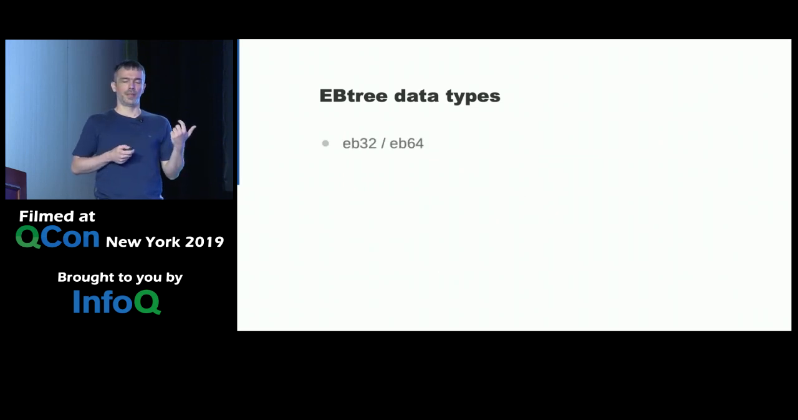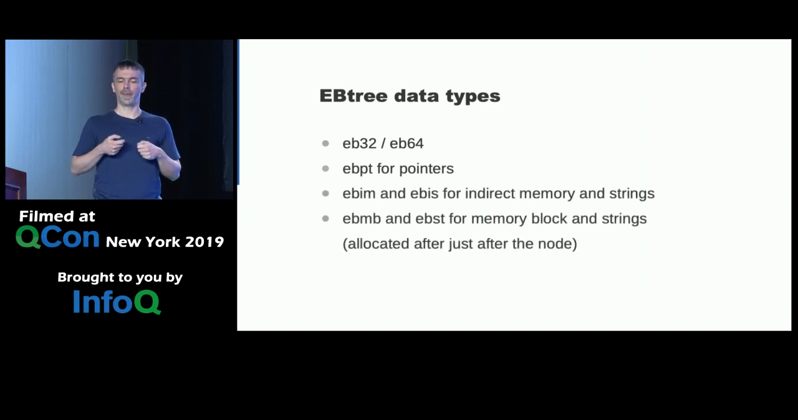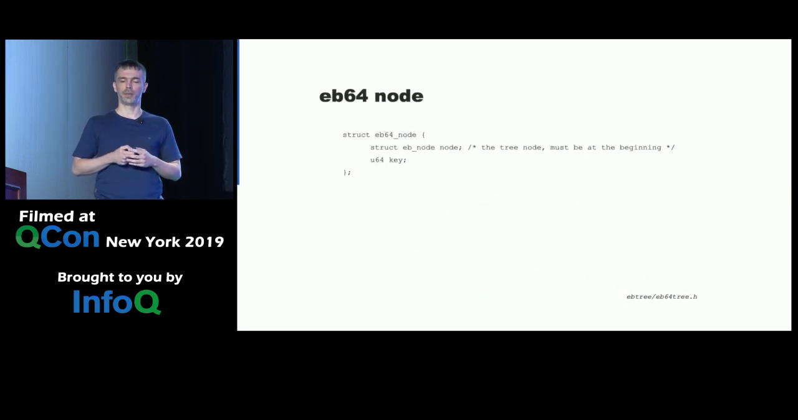So some of the EBtree data types relying on these base functions and structs are a type that stores 32-bit integers and a type that stores 64-bit integers. We have one that's used for pointers. We have indirect memory and strings, or memory blocks and strings. The variants are different in such a way that one stores pointers and the other one stores pointers with memory blocks contiguously allocated immediately after the data of the node. And all of them have support for the same set of functions.